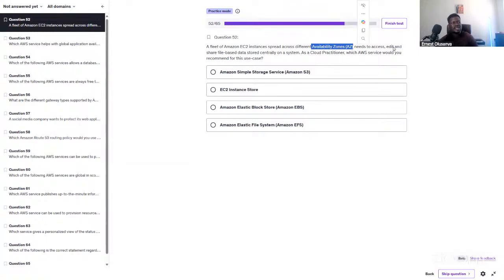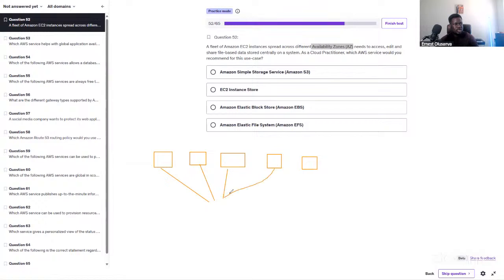They need to access, edit, and share file-based data. So we're looking at a solution that allows EC2s, a lot of EC2s, to connect somehow to a shared storage, a file-based data storage centrally. So this is kind of like what it's going to look like.